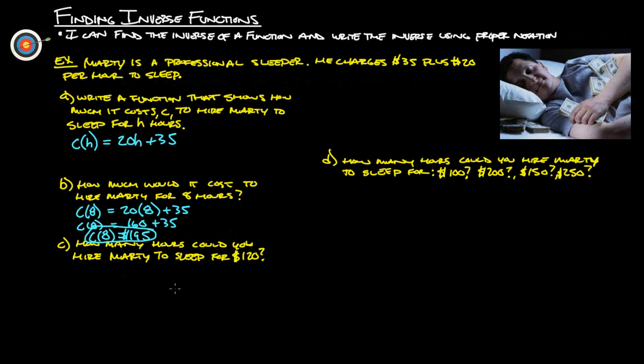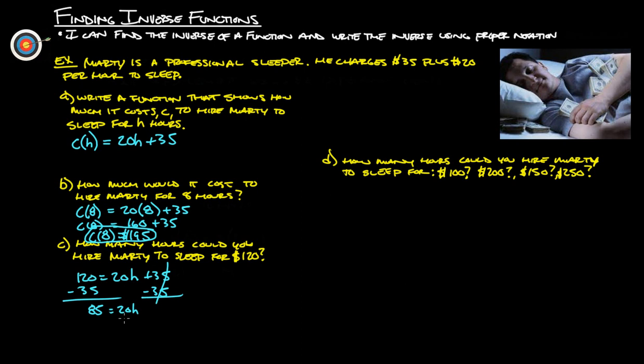C, how many hours could you hire Marty to sleep for $120? Okay, so really what we're doing here is we're plugging 120 in for this over here, and we're solving for H, right? So we already know our cost. We're trying to figure out how many hours. So we're going to plug the 120 in for the C of H. So that's 120 equals 20 times H plus 35. So we got to subtract 35 from both sides. Right? We get 20H equals 120 minus 35, which is going to give us what, 85?